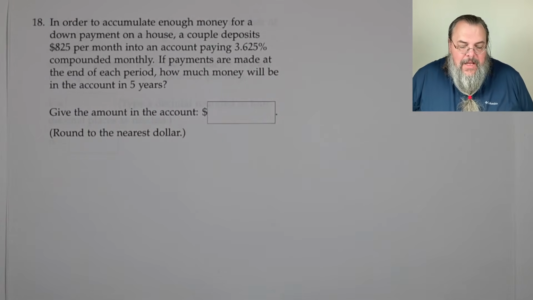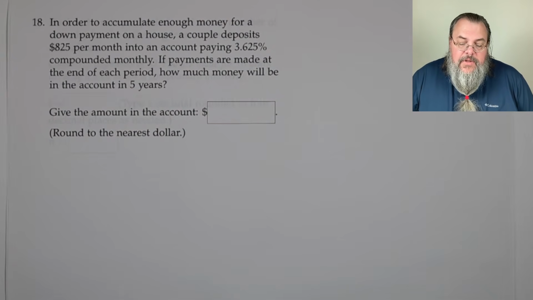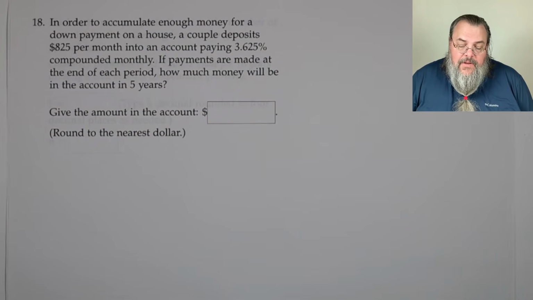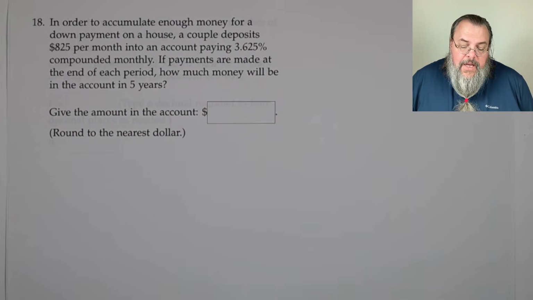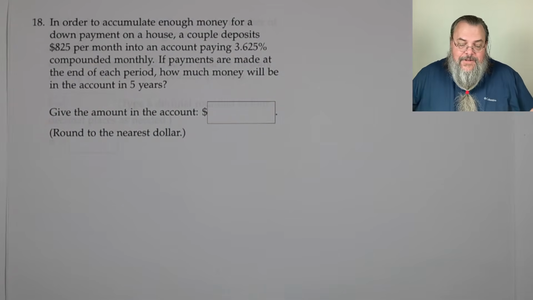All right. Number 18. In order to accumulate enough money for a down payment on a house, a couple deposits $825 per month into an account paying 3.625% compounded monthly. Very low interest rate. But, all right, if payments are made at the end of each period, how much money will be in the account in 5 years? Now, what do we see?